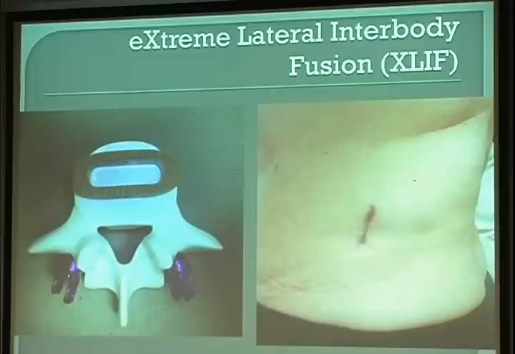The picture on the left is the typical size of the graft. Now, this is a very large graft. It allows for a large area for bone to grow across. So the goal of this procedure is to achieve a fusion, or growth of bone, between the superior and inferior vertebra. And the usual incision is on average about 2 inches in length.